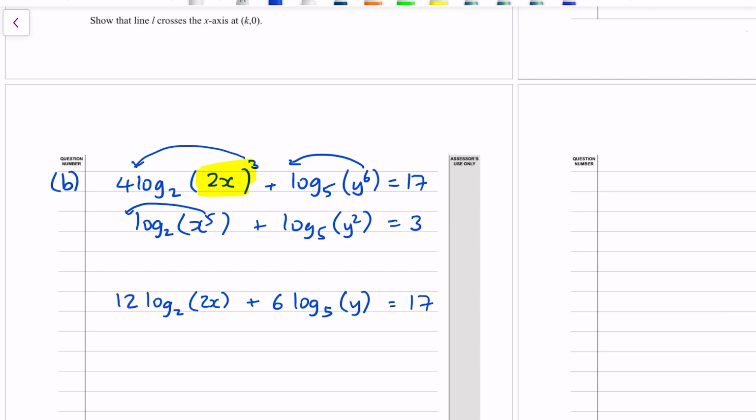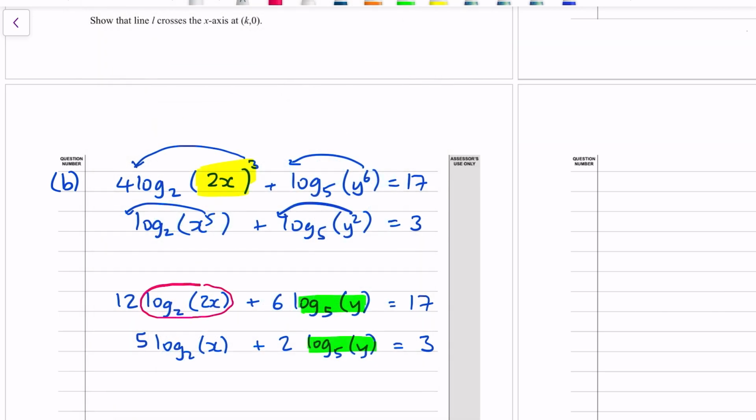Second equation, third term: 5 log base 2 of x, and 2 log base 5 of y is equal to 3. Now you can see we've got the similarity, so we're able to make a substitution on that term, but the top left term, 12 log base 2 of 2x, needs a little bit more tidying up. So what I'm going to do with that one, just change colours so that we can make it a little bit clearer. This one here, I'm going to write log base 2 of 2x as log base 2 of 2 plus log base 2 of x.